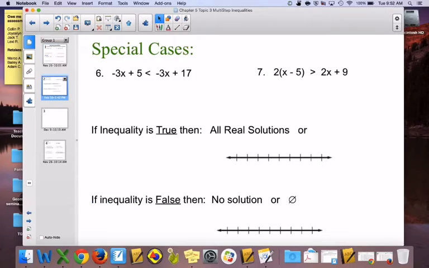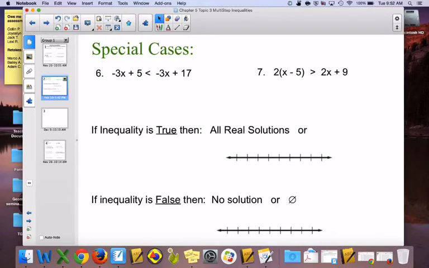Okay, so now we need to look at two unique special cases for solving inequalities. Let's look at the first one. We're going to try to solve this one here. You might already notice that we have negative 3x on both sides here, but the numbers are different. We have a 5 and a 17.